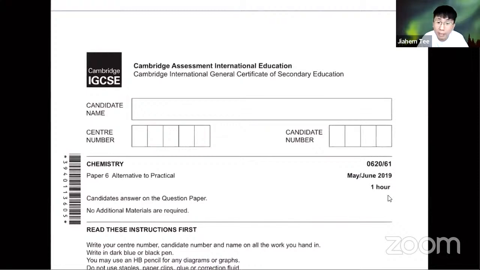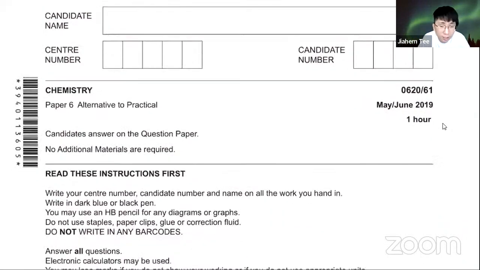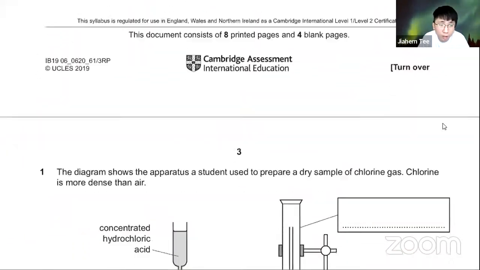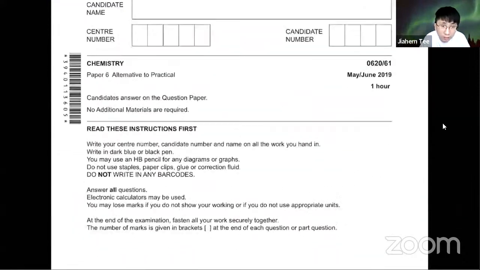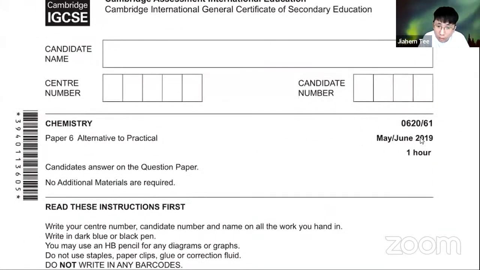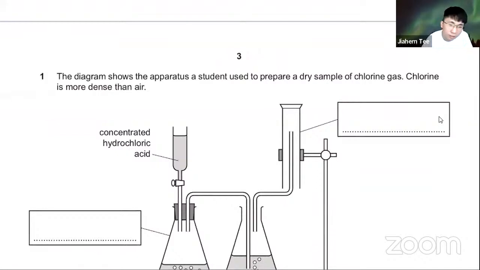Here is your May/June 2019, paper 6, version 1. If you want to get this, it's in the Google Drive link that I pinned to the chat box. So click the Google Drive link, then download it. Try to do it together with me. So guys, if you move on, going down, this is the first question. This one is 2019, May/June, paper 6-1. So from here, let's start now.